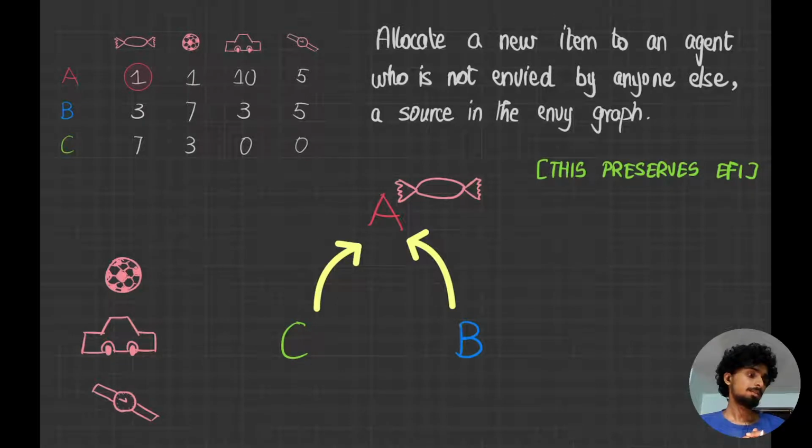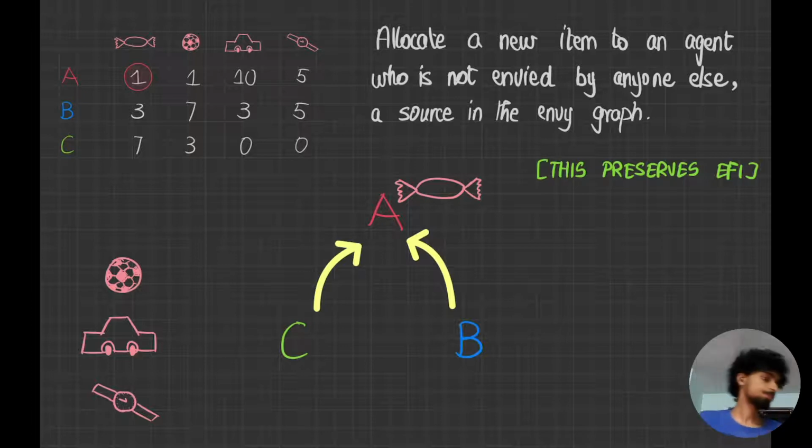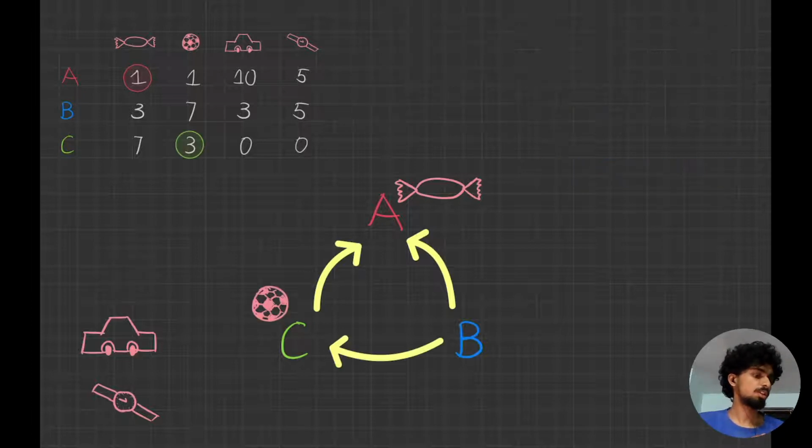Let's say we want to allocate the next item. Suppose we want to give the ball to somebody. Who do we give it to? You want to give it to some agent who is not envied by anybody else, so you want to give it to source vertices in the graph. That will be our algorithm: allocate new items to source vertices, that is, source agents in the graph. This is going to preserve EF1 because any new envy created will vanish on dropping the last item that you gave somebody. So all the envy created by adding a new item to a source agent is going to be EF1.